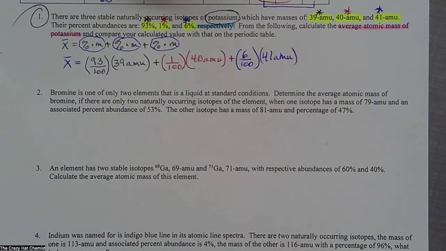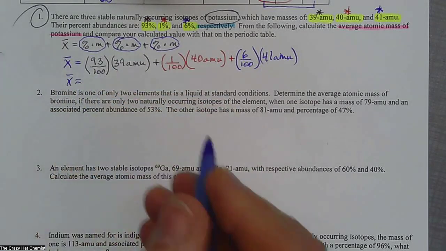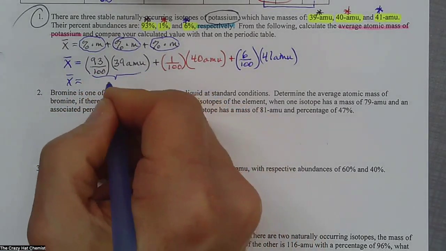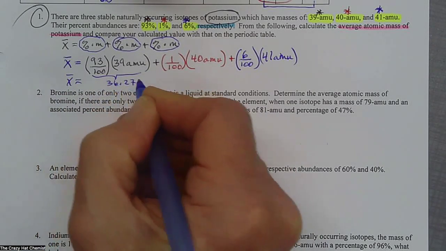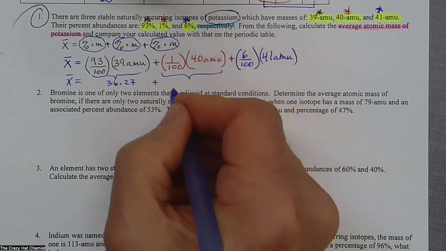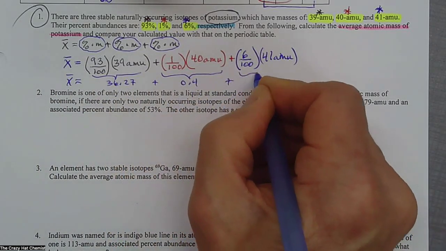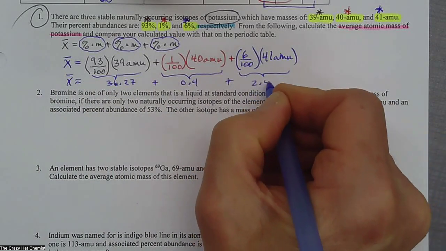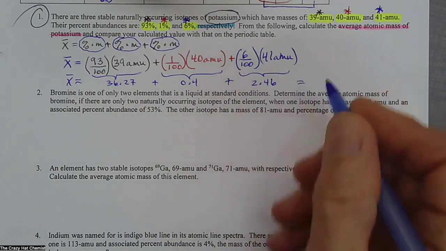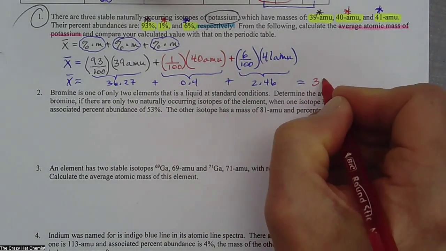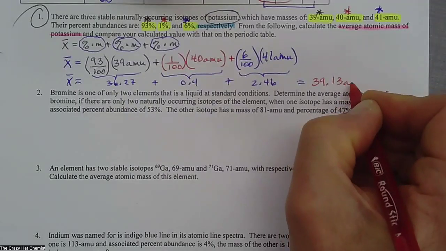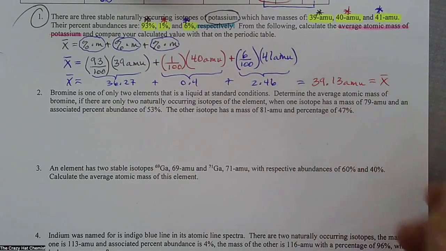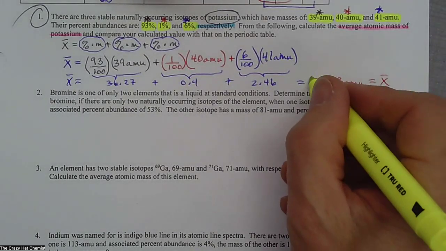All right, so what we're going to do is plug all this into our calculator and get an actual numeric value. X bar is equal to 36.27, plus this next section is equal to 0.4, plus this next section is equal to 2.46. If we add all that up together, we get 39.13 atomic mass units. This is equal to the average, and that is our answer right there.